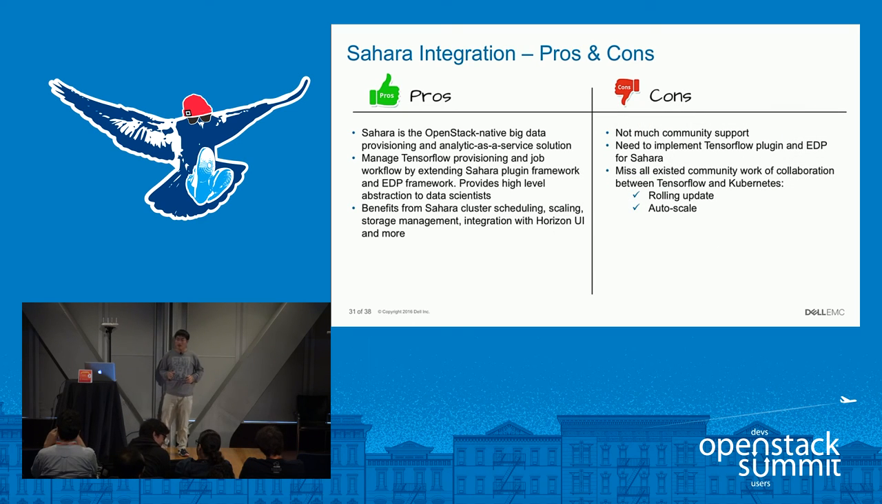There are several pros and cons to integrating TensorFlow the Sahara way. The pros are, because this is OpenStack native, we have a native approach to integrate deep learning into the control of OpenStack. Because of Sahara, this is a fully integrated and unified interface, and the EDP engine can help us define the workflows for deep learning with TensorFlow. And there are other benefits that come from Sahara. For example, Sahara has its own enhanced scheduling, scaling, and storage management, and the integration with UI. We can borrow them all into TensorFlow.